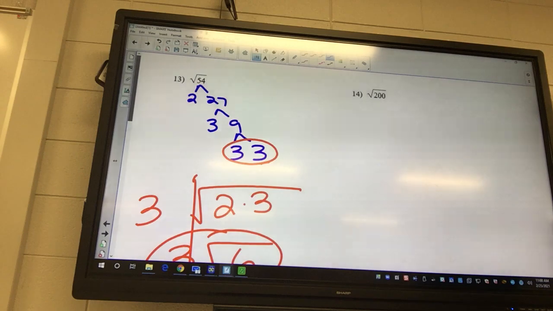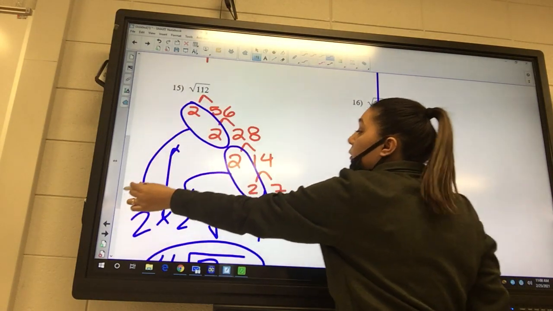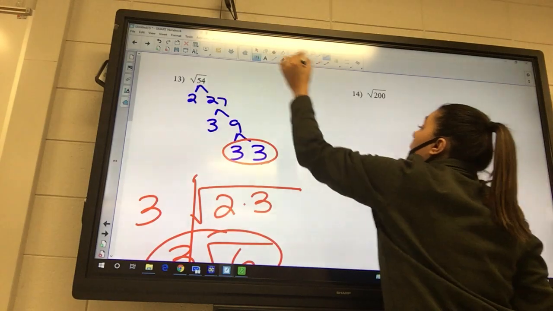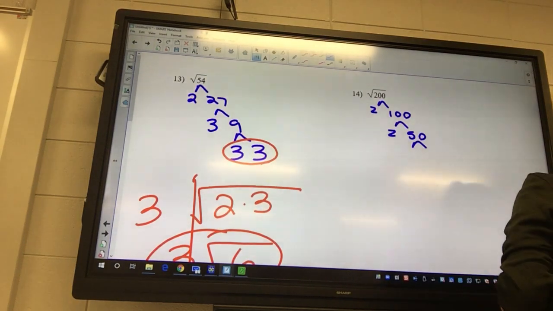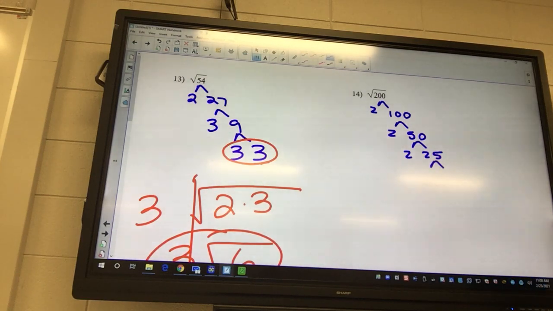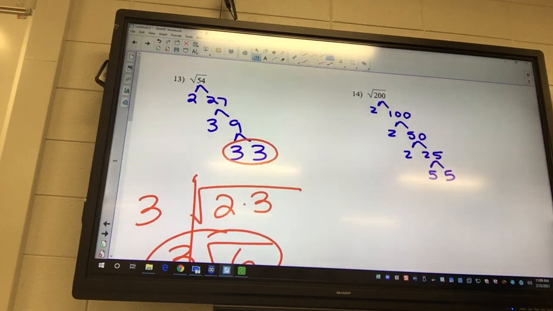What are some factors of 200? 2 and 100. 2 and 50. 2 and 25. And 5 and 5. Okay, what's our group number? The magic number. How many of us have to go? 2 and 5 and 5.